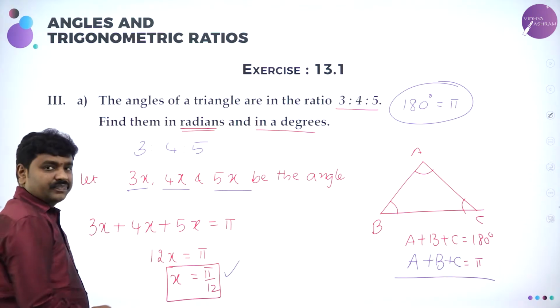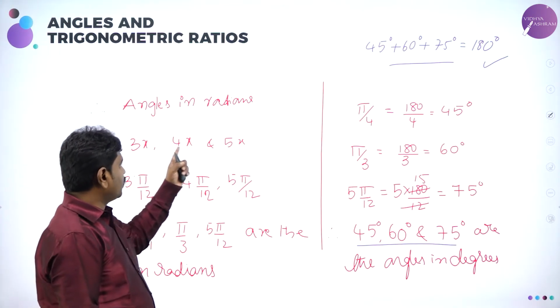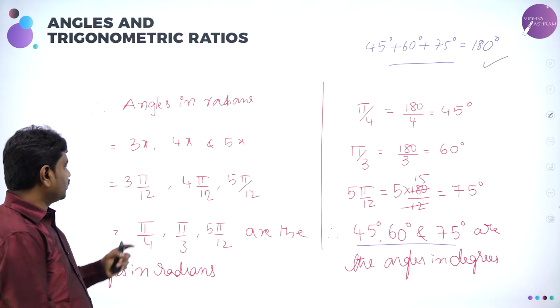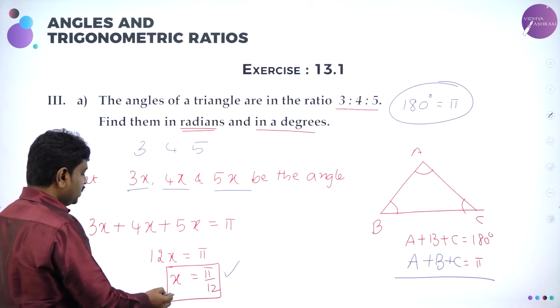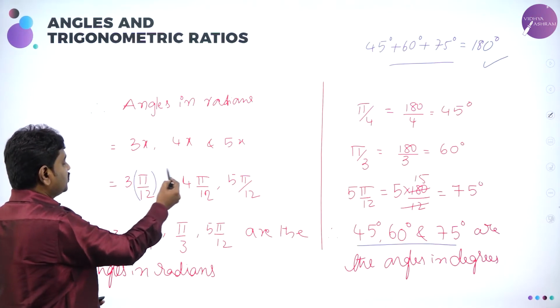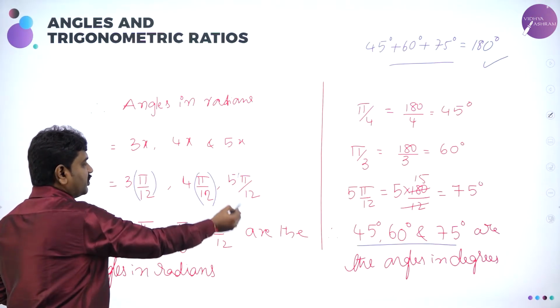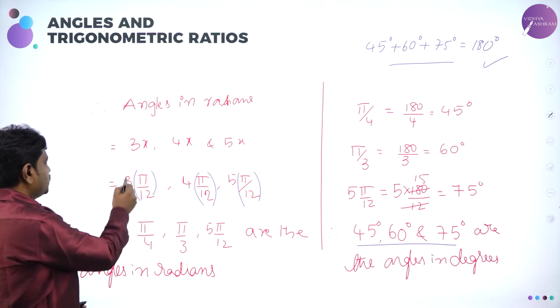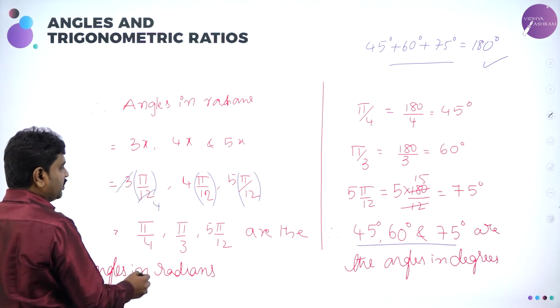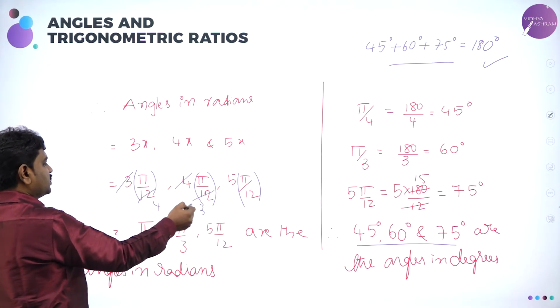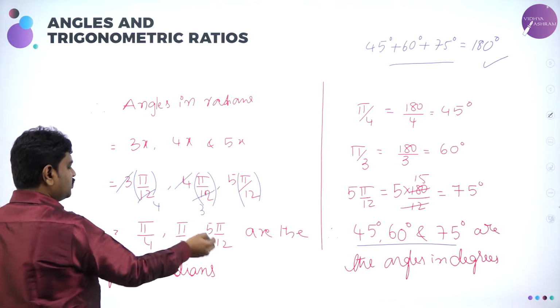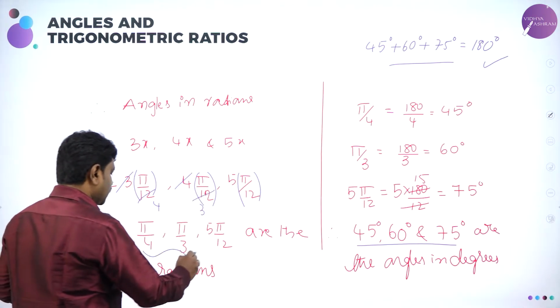After you get x, substitute in 3x, 4x and 5x. In the place of x, put the value of x. How much did we get? Pi by 12. So 3x means 3 pi by 12, 4x means 4 pi by 12, 5x means 5 pi by 12. Here it is divisible: 3 ones are 3, 3 fours are 12, so it is pi by 4. This is divisible: 4 ones are 4, 4 threes are 12, so it is pi by 3. This is not divisible, leave it. These are in radians.